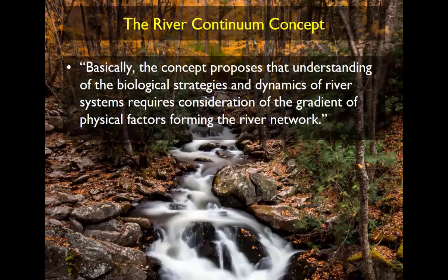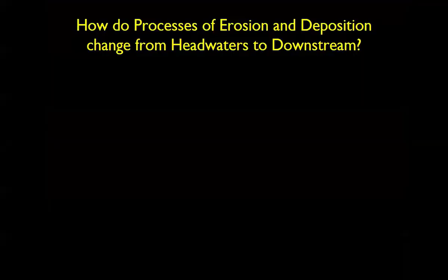So the RCC, as stream ecologists lovingly refer to it. Basically, the concept proposes that understanding of the biological strategies and dynamics of river systems requires consideration of the gradient of physical factors forming the river network. So once we understand the physical gradients here, then we'll be able to understand the biological piece of it. So one of the important factors there is erosion and deposition.